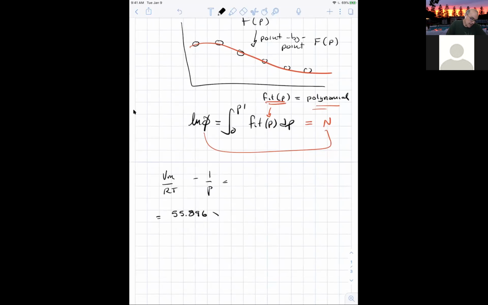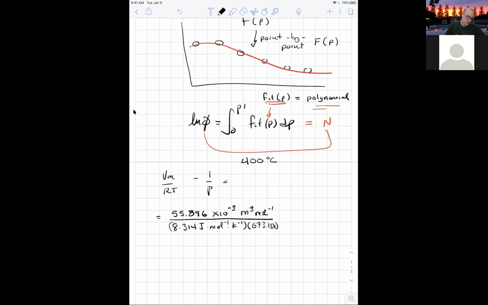Divided by RT. Well, R is 8.314 joules per mole per Kelvin, right? That's the SI unit. So you want to make sure you're always using SI units, and then you don't have to worry about units canceling. They're just going to cancel. And then it's 400 C, which is 673.15 Kelvin.